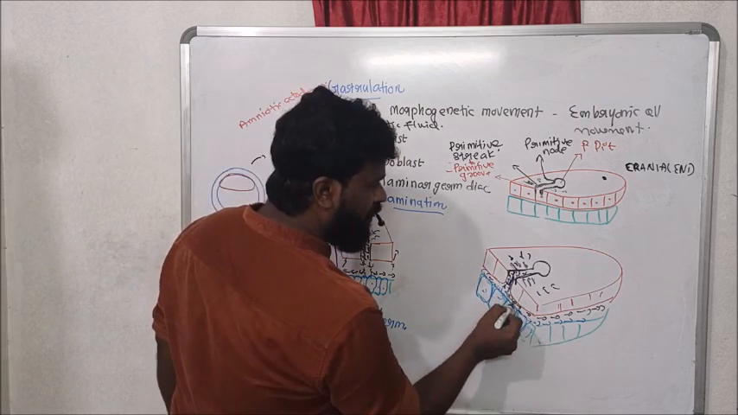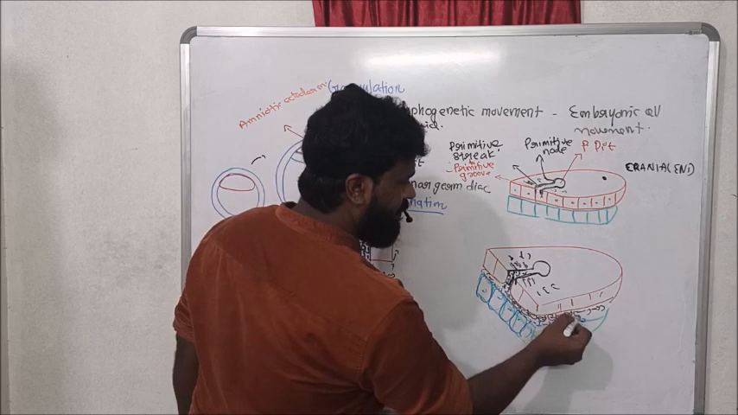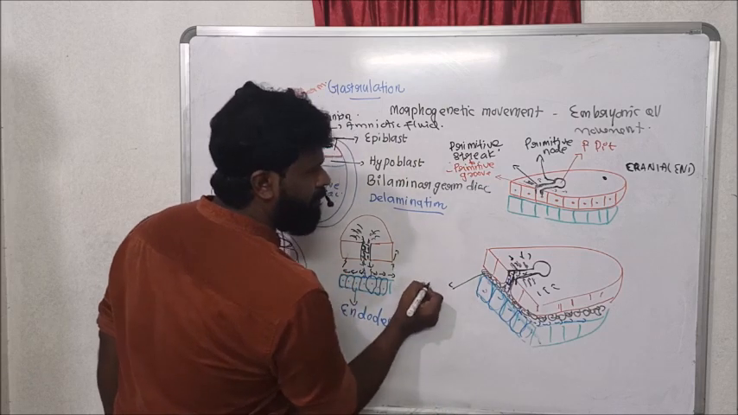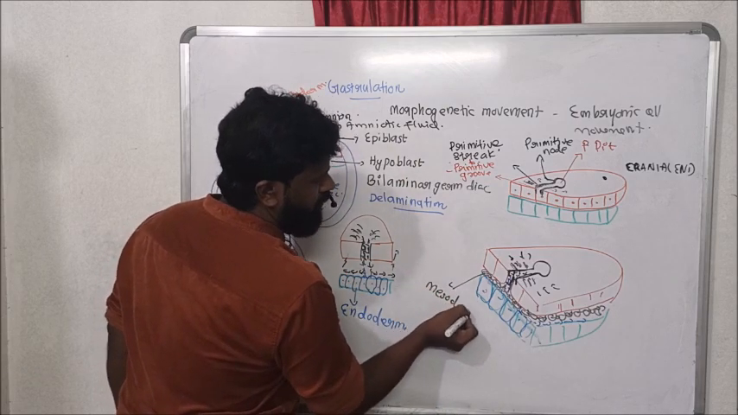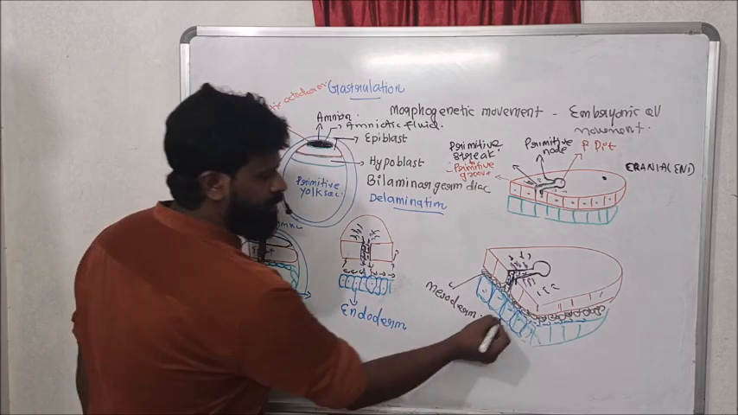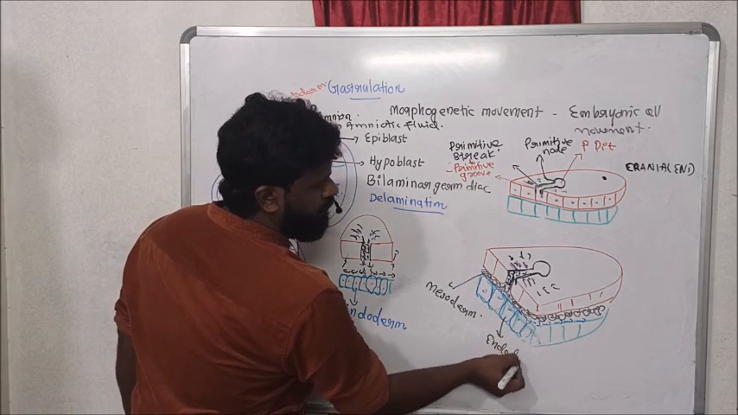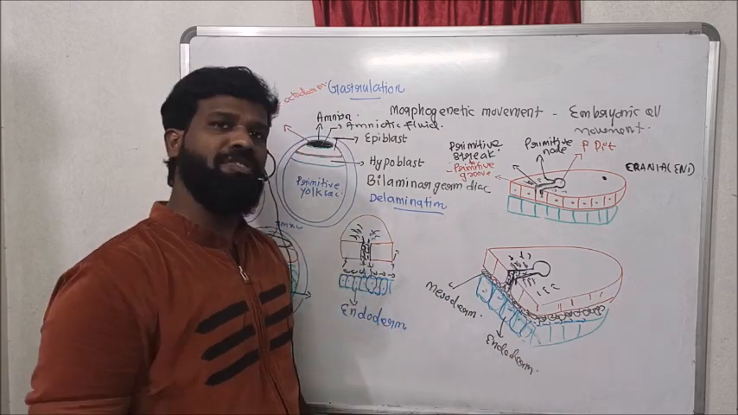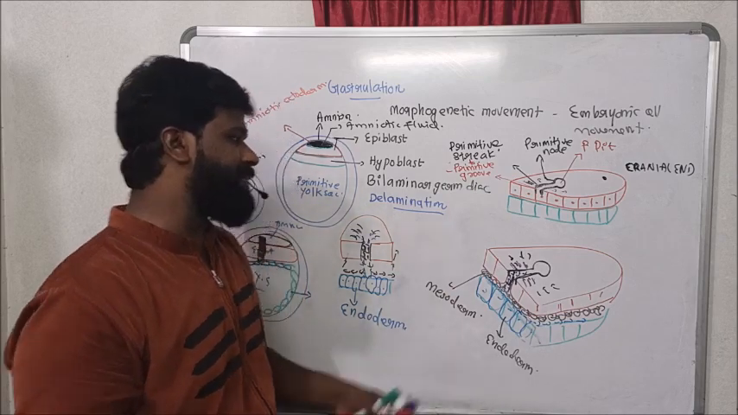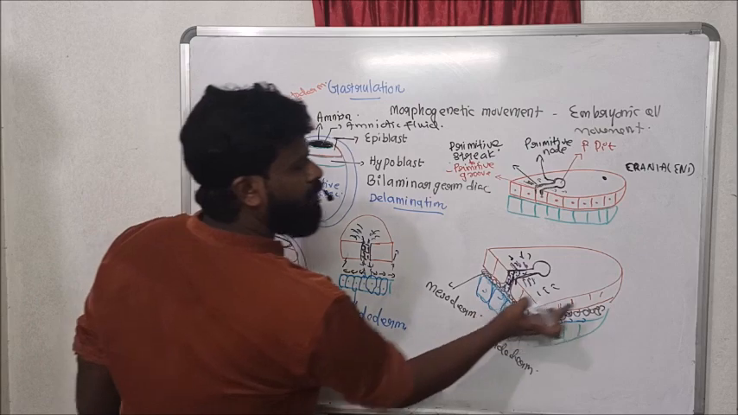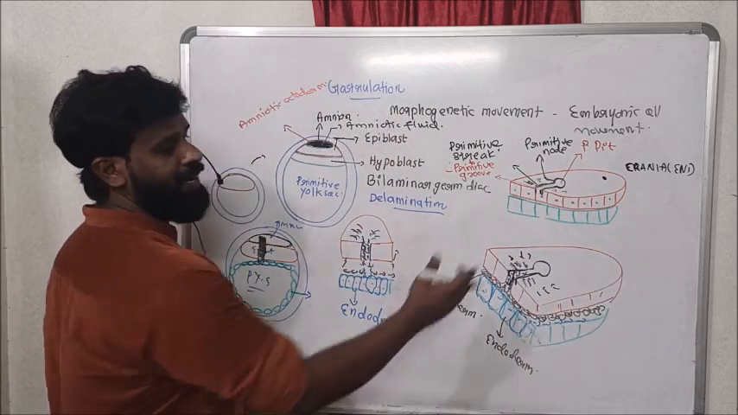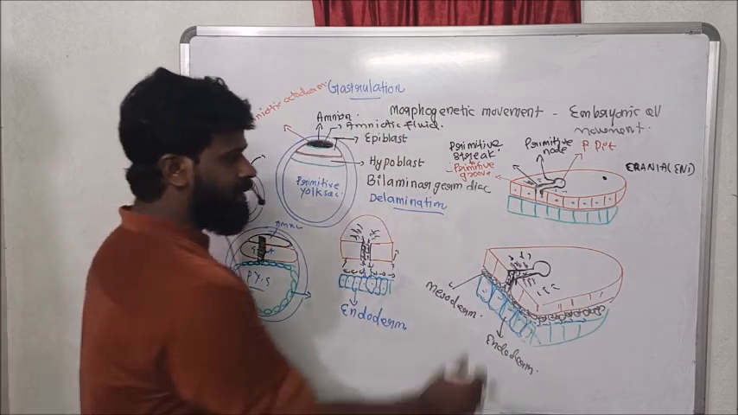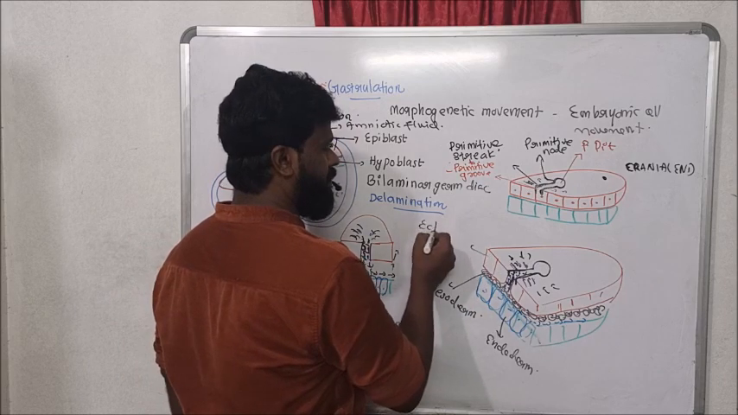This moved cell forms a new layer, called the mesoderm. So first the moved cells were endoderm. Then second, after the formation of the endoderm, the cells moved from the epiblast, moved down, moved to the side and moved forward to the cranial end. These migrated cells form the mesoderm. Then the rest forms ectoderm.